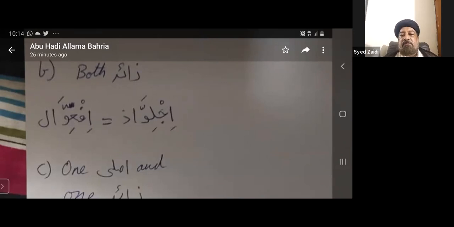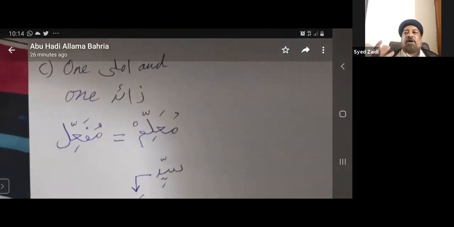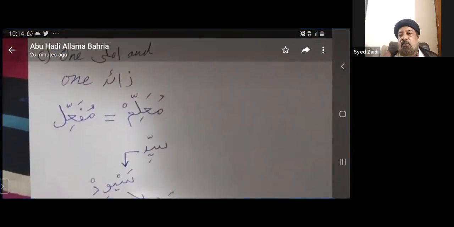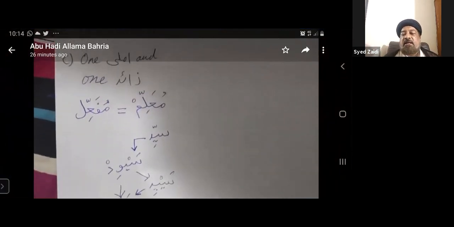Now we go to example number C of the fifth category. Previously, we were discussing two types, right? Both are asli, we discussed that. Both are zaid, we discussed that. Now we find a word where one is asli and one is zaid. For example, the word mu'allim. In mu'allim, one of the lams is zaid and one of the lams is asli, right?